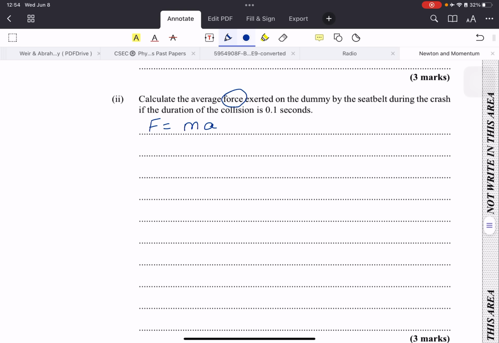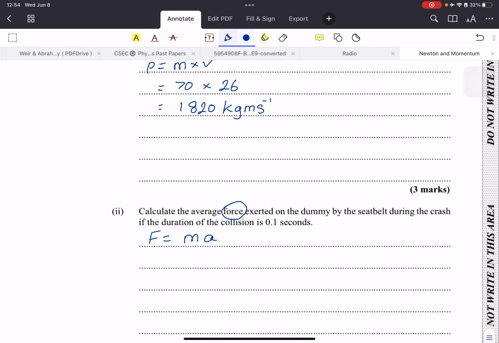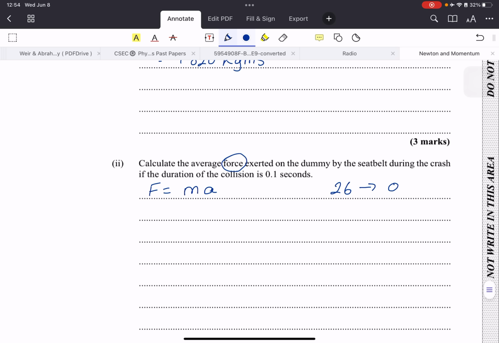But what really happens during a crash is that the velocity of the car was 26 meters per second. And when you crash, obviously you come to a stop, and it went to 0. And how long did it take to crash? They said 0.1 seconds. So it went from 26 meters per second to 0 meters per second in 0.1 seconds. So that is actually deceleration instead of acceleration, right?